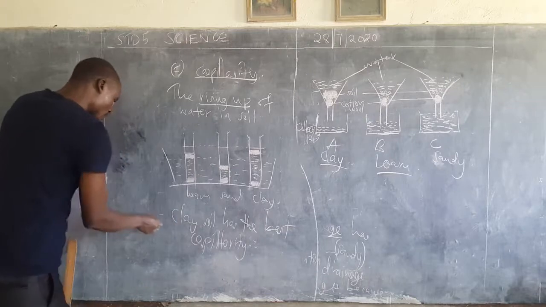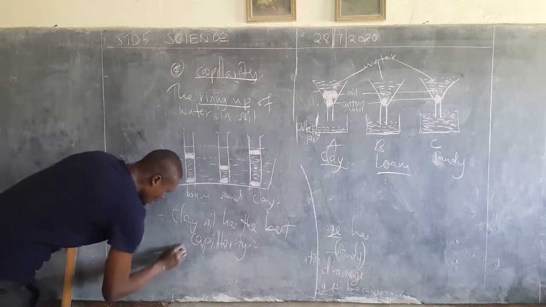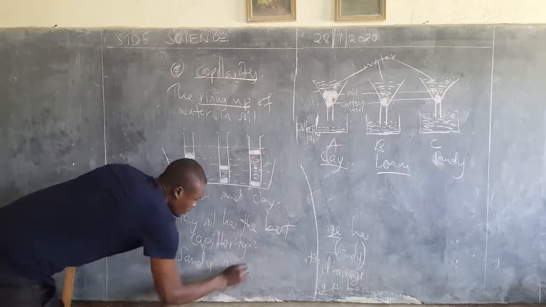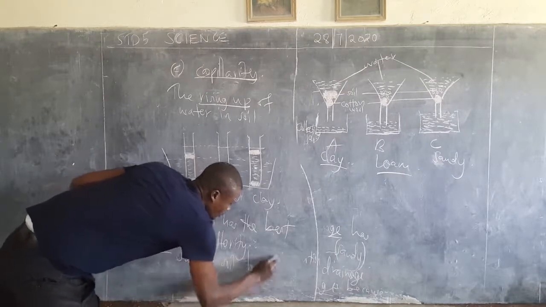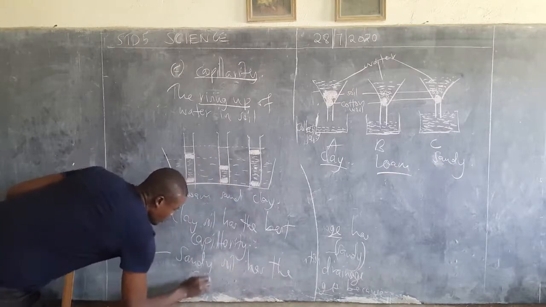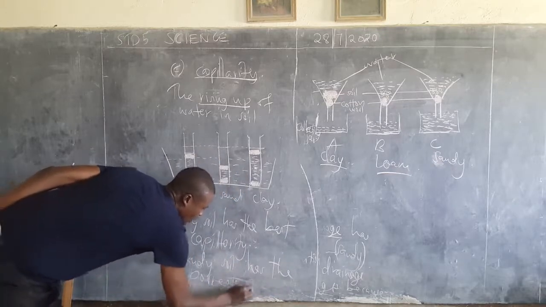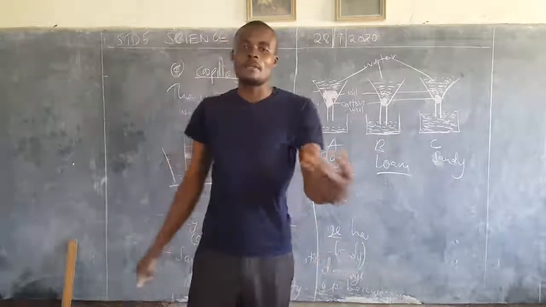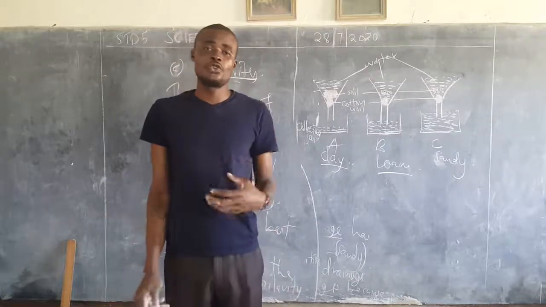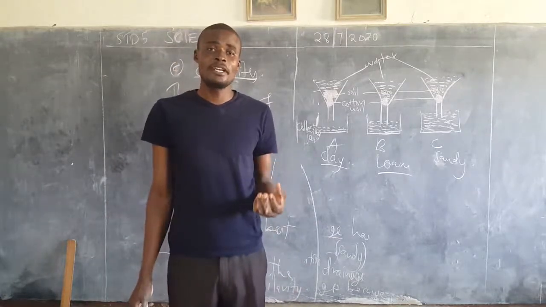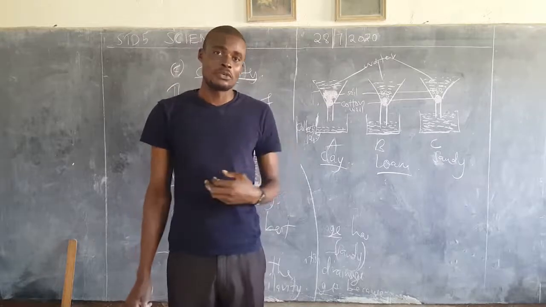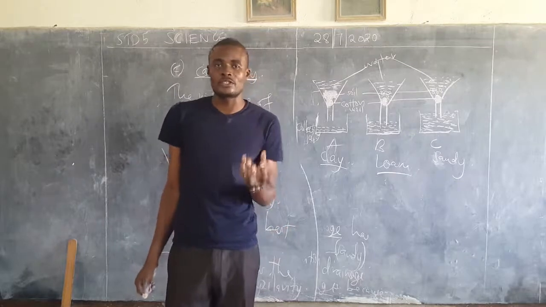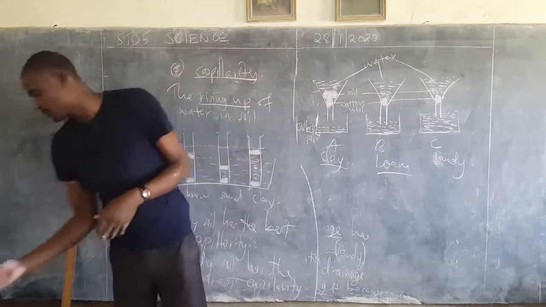So when it comes to capillarity, sandy soil has the poorest capillarity. It's poor because of the large particles. And that's why sandy soil is used in building. We use sandy soil in building because it has large particles. Hence, when water comes from down, water can pass through it very, very fast and not enter into the house.